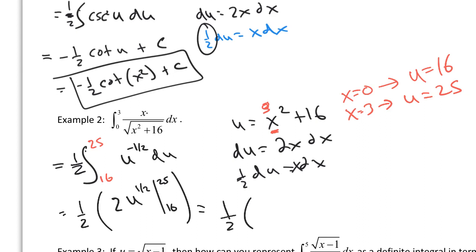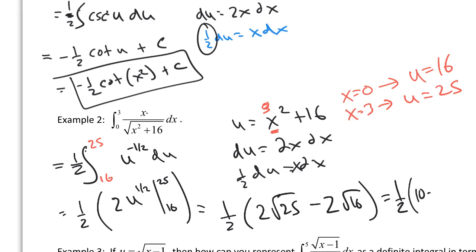So it's 1/2 times 2 root 25 minus 2 root 16. That's nice and easy. 1/2, 2 times 5 is 10, minus 2 times 4 is 8. 1/2 times 2, my answer is 1. Nice.